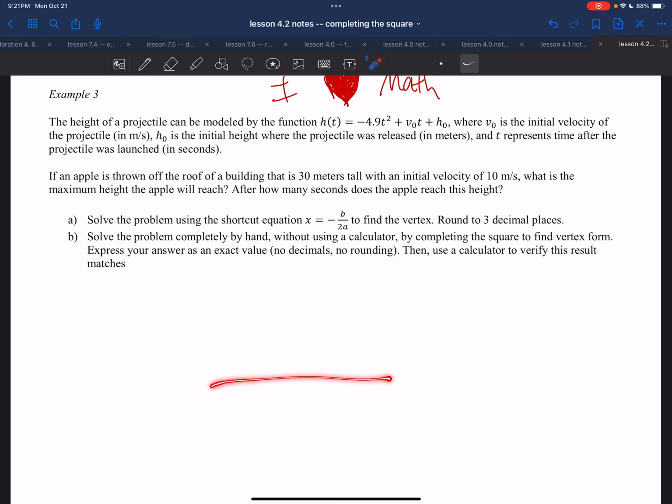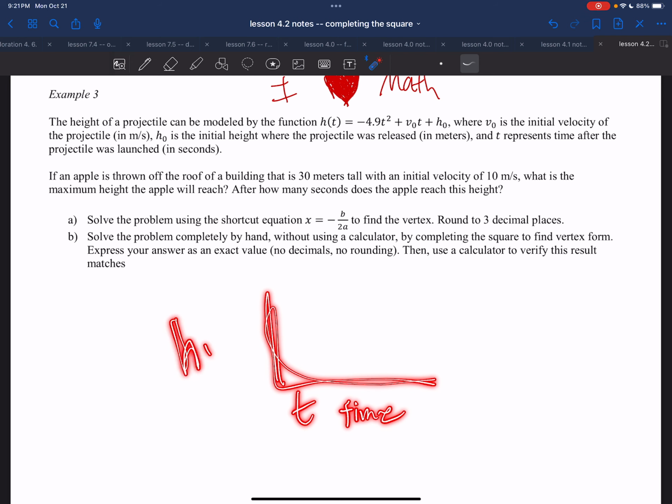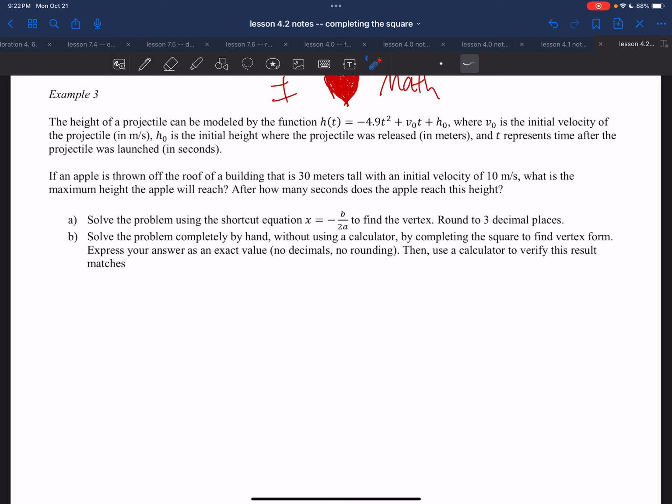It's not x, which is distance, and y, which is distance. No. It's t, which is time, and y, or I guess height, h, which is distance. So this axis is going to represent time that the object's flying through the air, and then this will be its height in the air. But regardless, it'll help us find maximum height, okay?